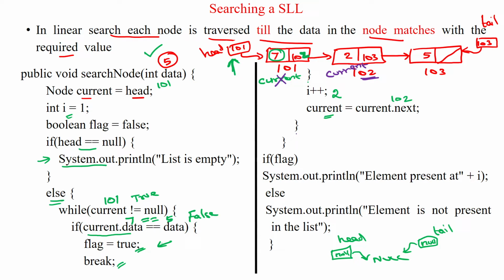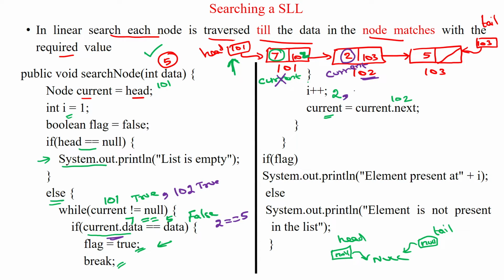Again we are going to the while loop. So now the second iteration. The current value is 102. So 102 is not equal to null. Yes, it is true. Now again we are checking current dot data. What is the current dot data? Current dot data is 2. So 2 equal to 5, which is false. If it is false, it comes out of the loop.